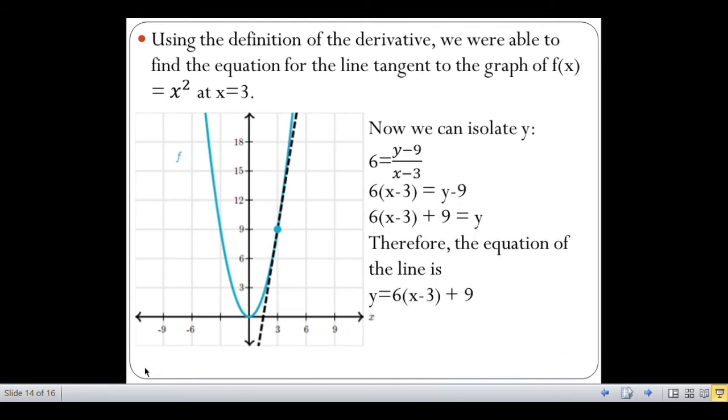Okay, so using the definition of the derivative, we were able to find the equation for the line tangent to the graph of f of x equals x squared at x equals 3. So, mamaya natin ito pansinin na graph. Dito muna tayo. Kunin natin yung equation. So, now we can isolate. So, di ba ito na class yung ano natin, yung kanina kinuha natin.